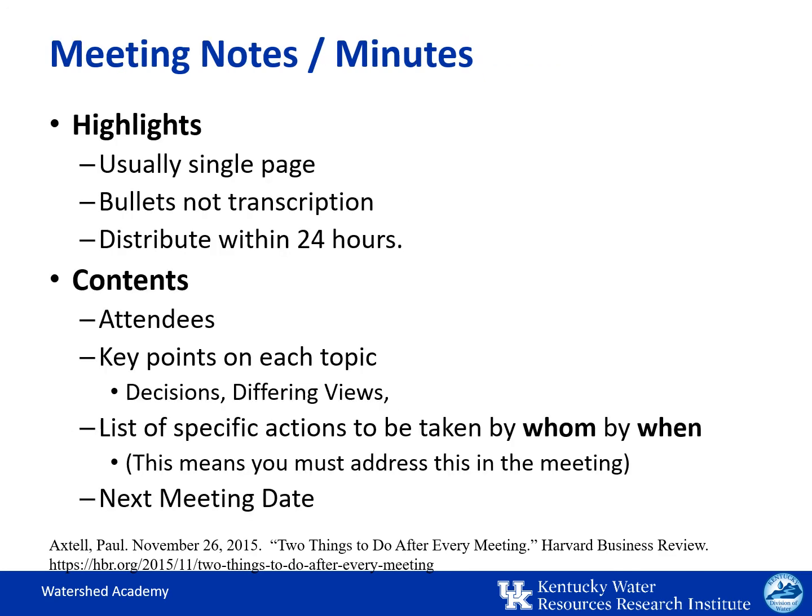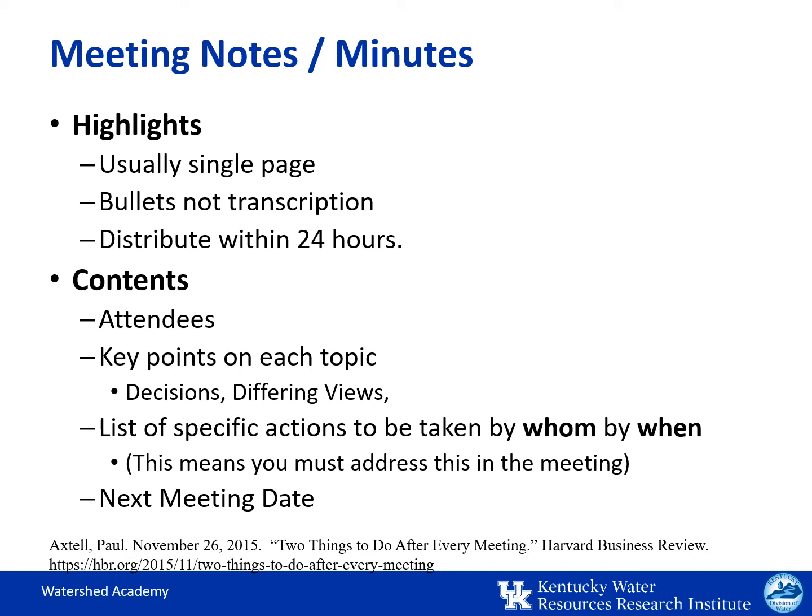The meeting notes and meeting minutes do not need to be a direct transcription of the meeting unless that's required for some open meeting laws. Usually this can be done in a single page of highlights. Again, this is bullet points, not transcriptions, and it's something that you want to get out to the meeting members typically in 24 hours so that they can review, add their comments or revisions, and then that can be ready to approve at the next meeting.